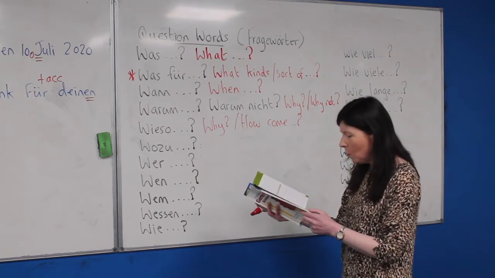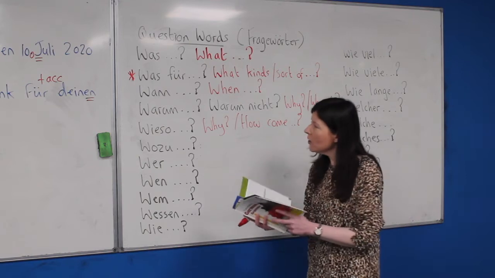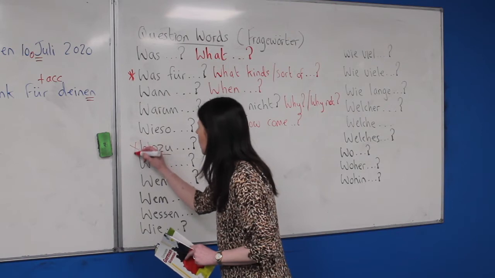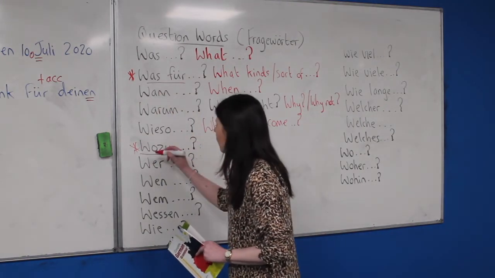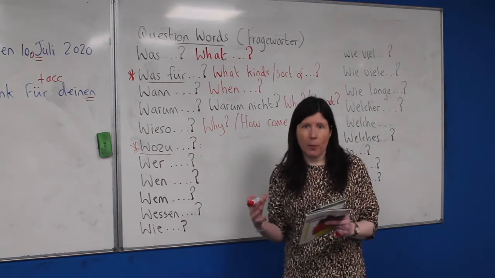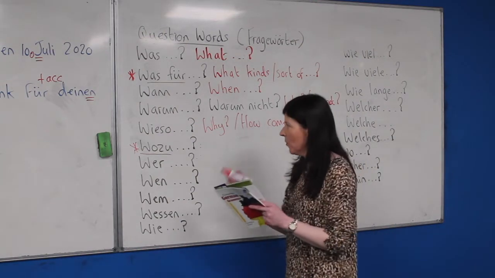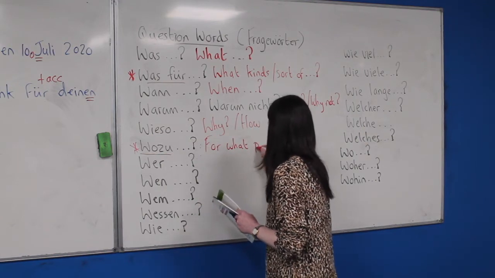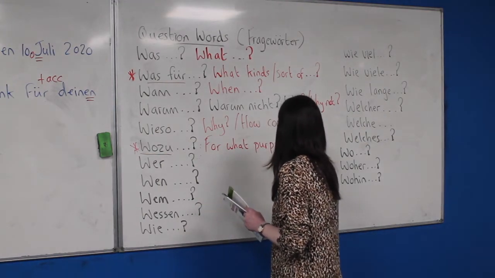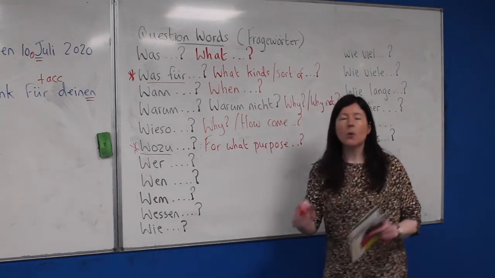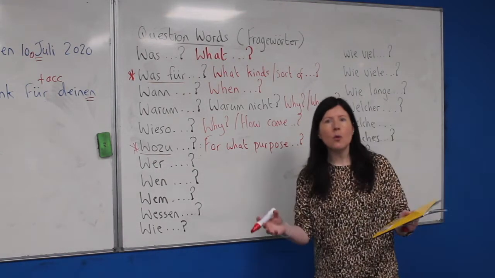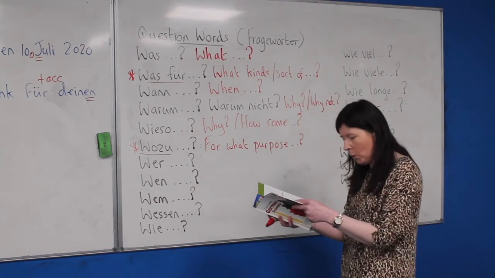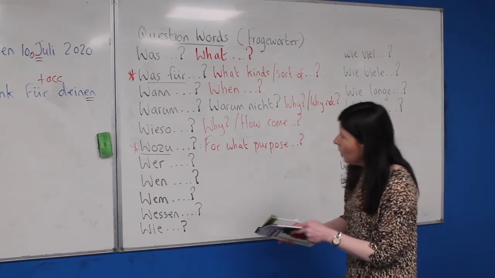So then wozu is what for. So watch that. You might look at the wo and think, well, wo is where, but be very careful. It's another one of those, like the was für up there. Wozu means for what purpose. So imagine your friend, your pen pal asks you, wozu benutzt du das Internet? Wozu benutzt du das Handy? What do you use the internet for? What do you use your mobile phone for? And so on.